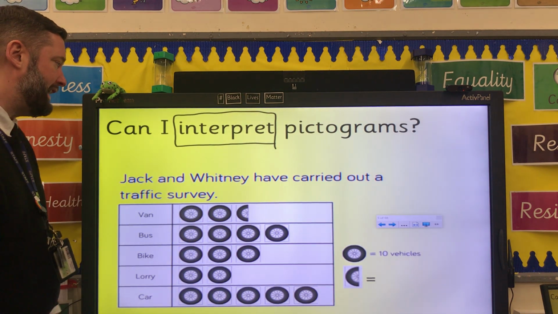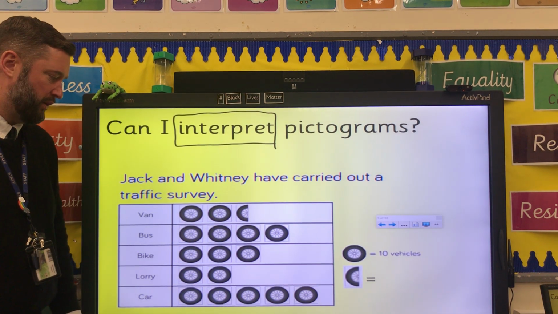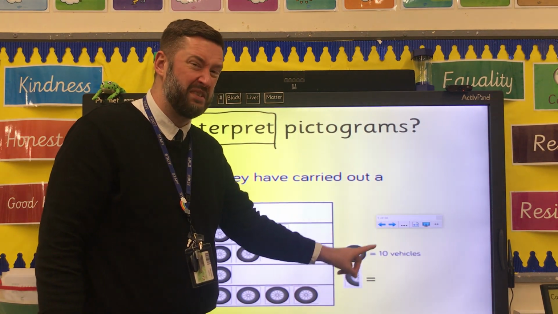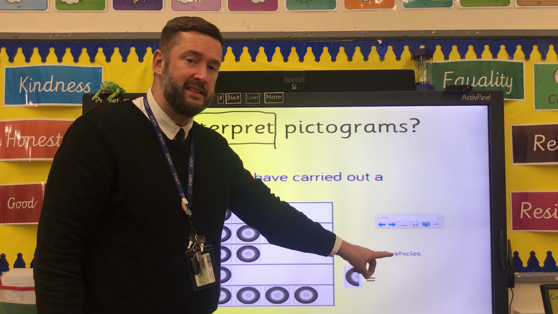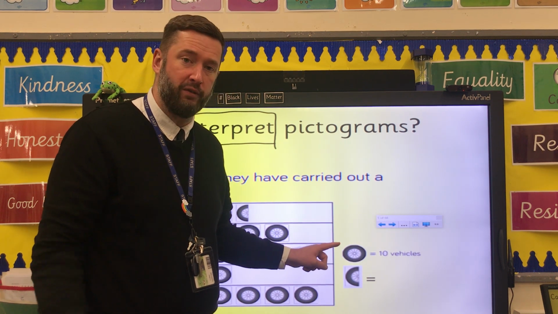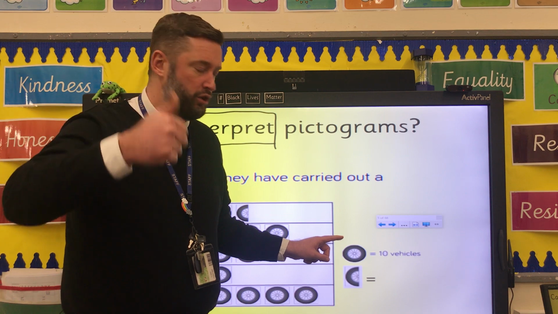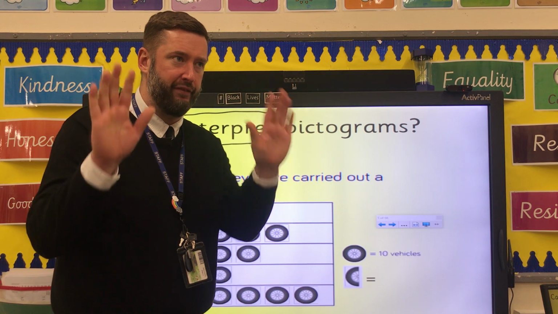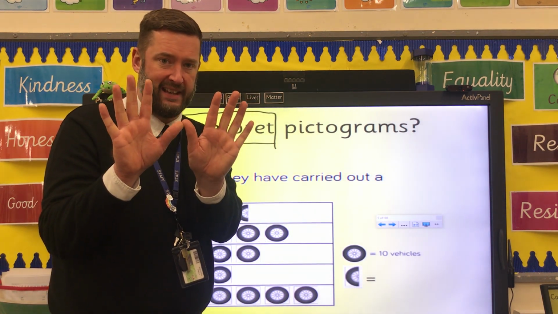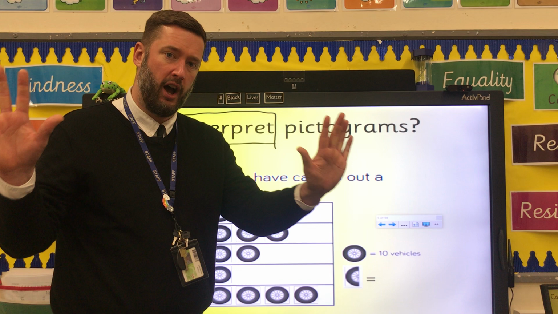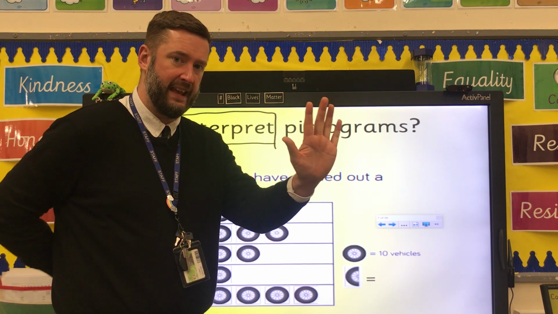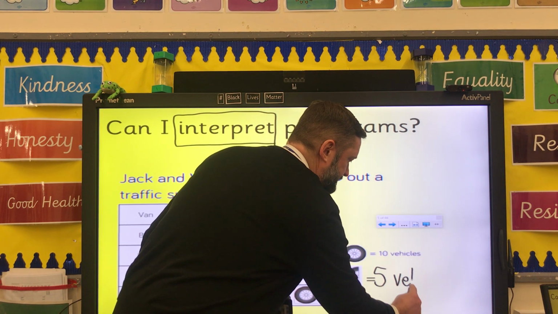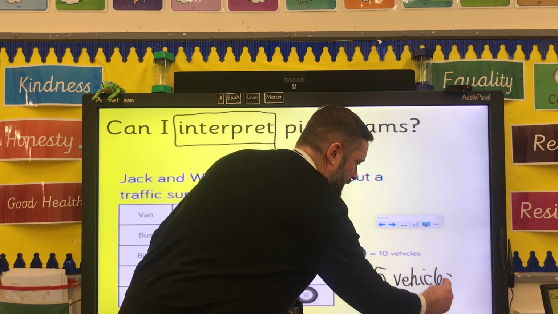So Jack and Whitney have carried out a traffic survey, okay? And in their pictogram, 1 wheel equals 10 vehicles. Tell me how many vehicles 1 wheel represents. Good job. So what does half a wheel represent? So if 1 wheel represents 10, what does half a wheel represent? It must be 5. 5 vehicles. Okay.